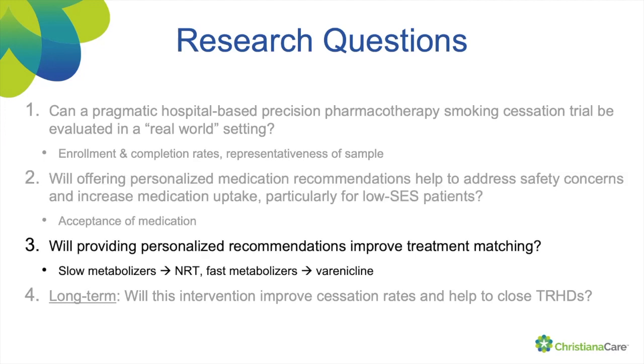Ultimately, we would like to see if providing a personalized recommendation does improve treatment matching. So providing a recommendation to a patient doesn't necessarily mean the patient will take that recommendation. So we were going to evaluate that in this trial by looking at what percentage of those who use medication who are slow metabolizers went on nicotine replacement therapy versus fast who went on varenicline. And next slide. The long-term objective, of course, is to see if this intervention can improve cessation rates and help to close the tobacco-related health disparity gaps.